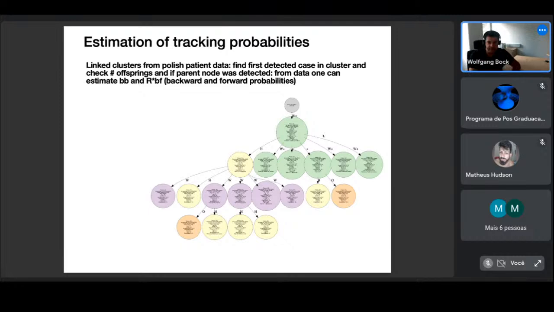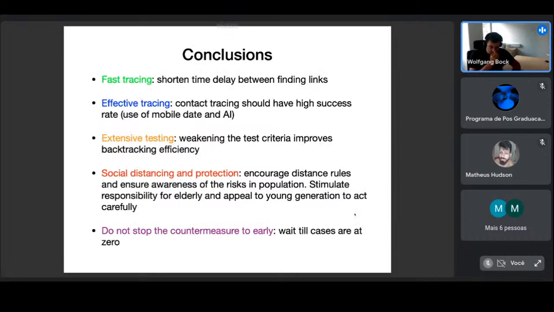And so the conclusions of this are, the faster you trace, meaning a shortened time delay between the positive test result and finding the links, is very good. We'll also show some figures on what it means. It's optimal. You should have a high success rate of finding infected links. This is somehow clear. You can use, for example, mobile data, AI, or whatever is allowed with data protection in your country.